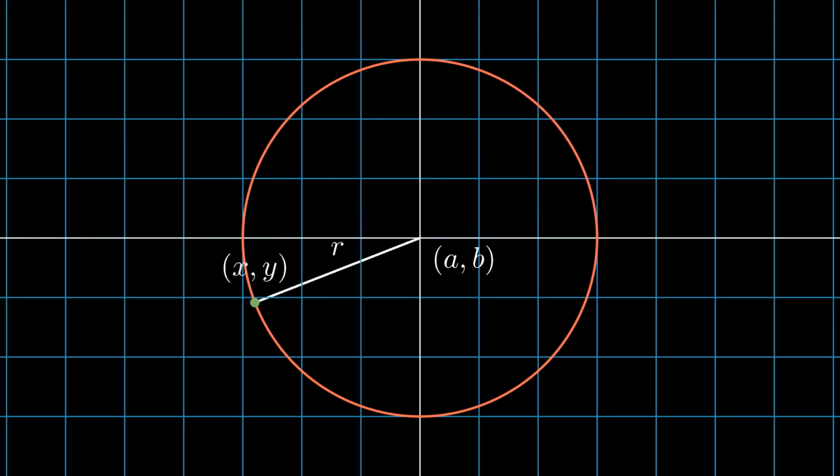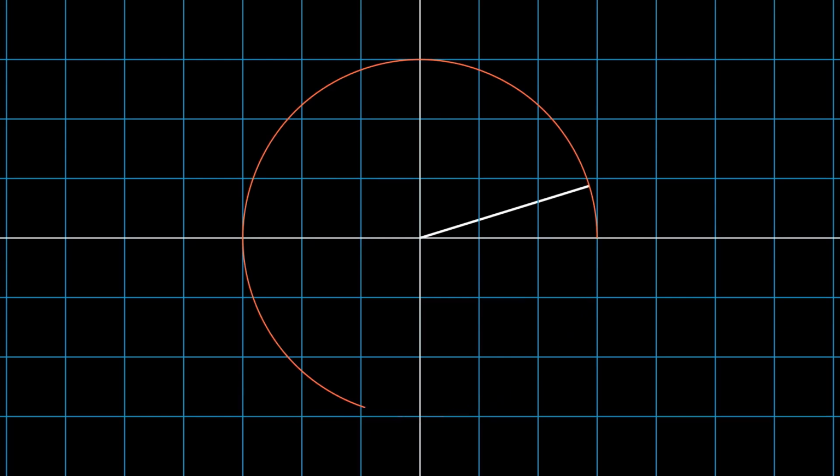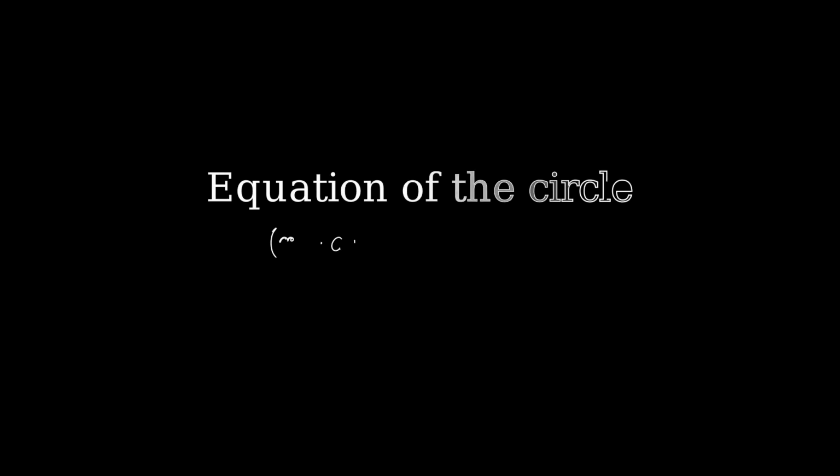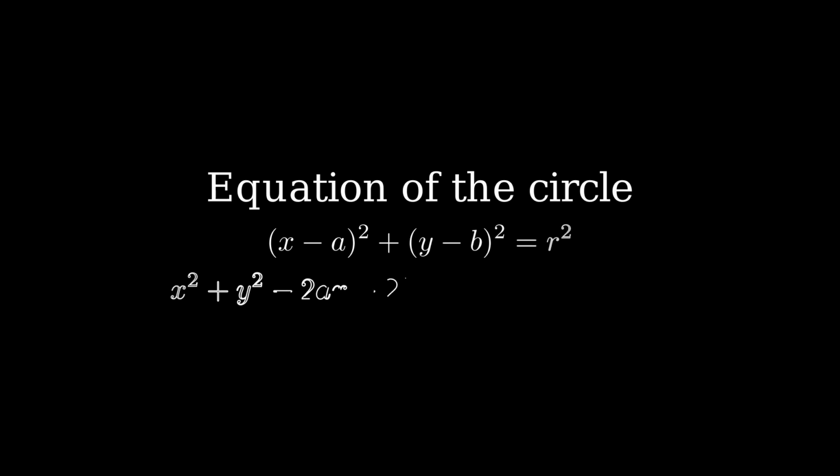So that means you're going around the circle, around a given point (a, b), at a constant distance r, the radius, right? And so the general equation of the circle now becomes (x minus a) squared plus (y minus b) squared equals r squared, which when expanded is x squared plus y squared minus 2ax minus 2by plus a squared plus b squared minus r squared equals 0.